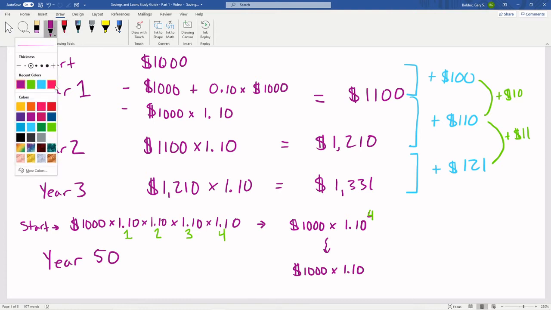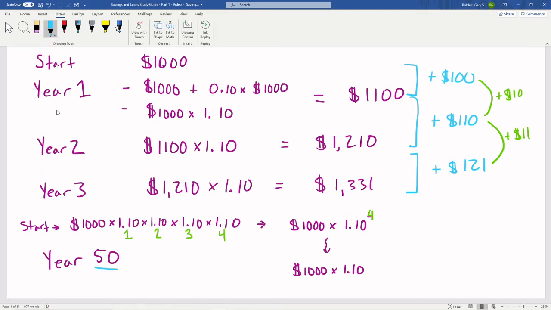And so all I've got to do is take my 50 and put it up here. Because seeing this pattern, I know I've got to multiply by that 1.10 50 times. So you could put that in your calculator, 1.10 to the 50th, and you're going to end up getting $117,390.85. We'll round at 2 decimal places.